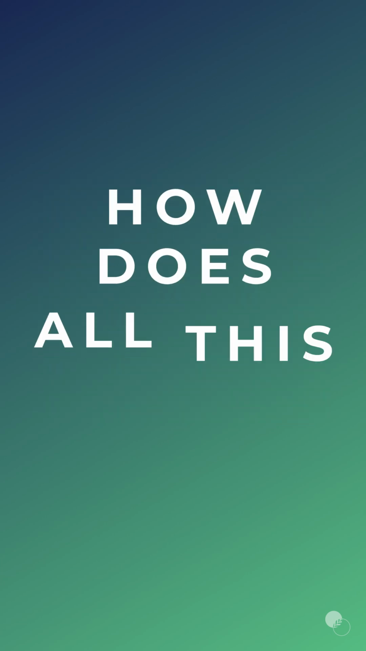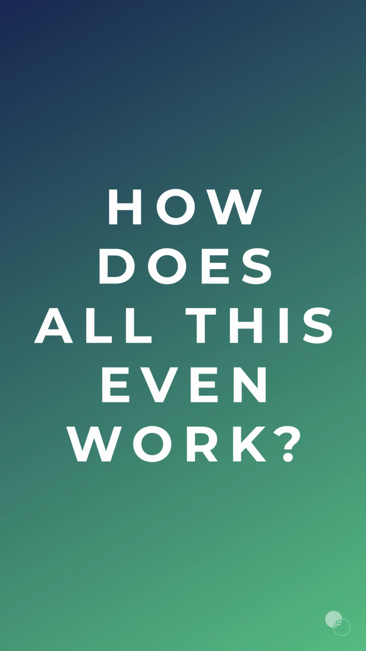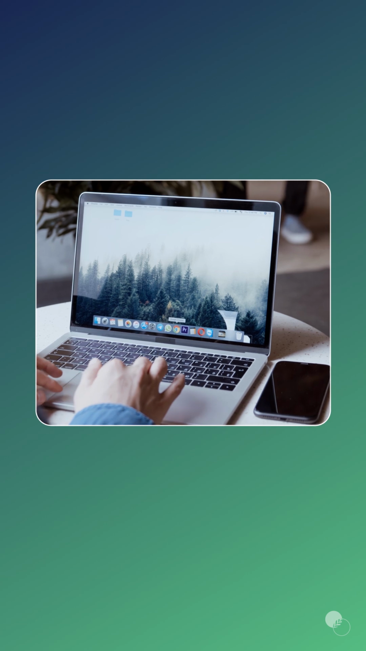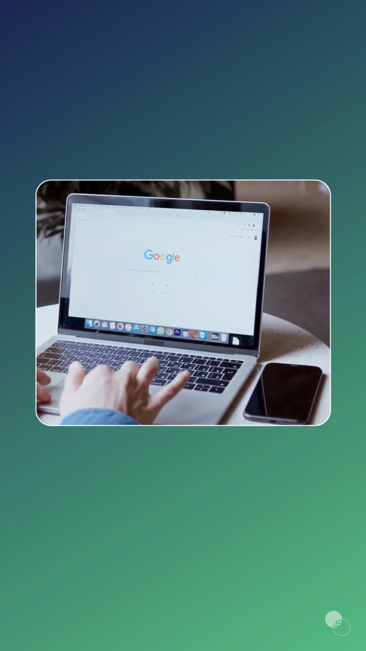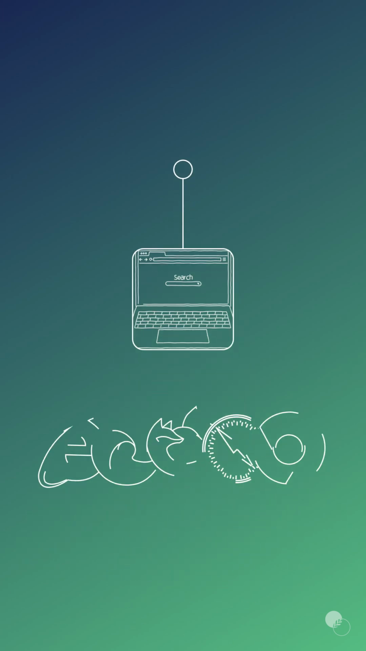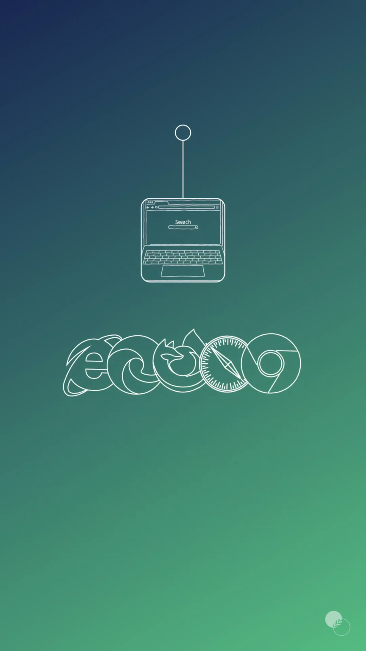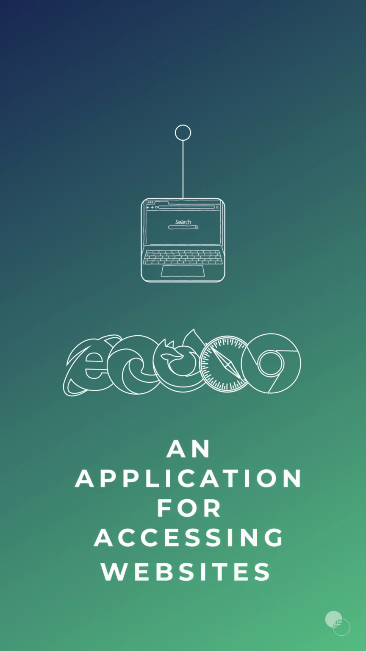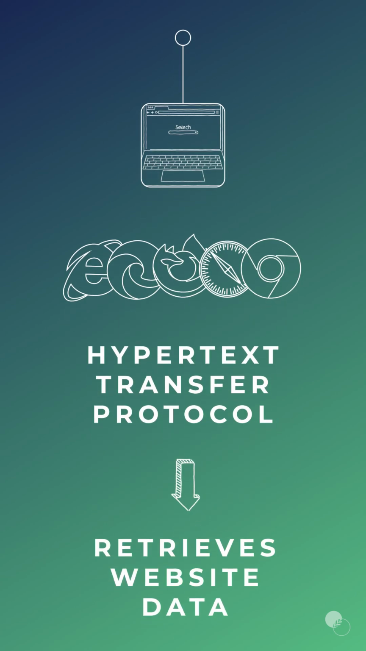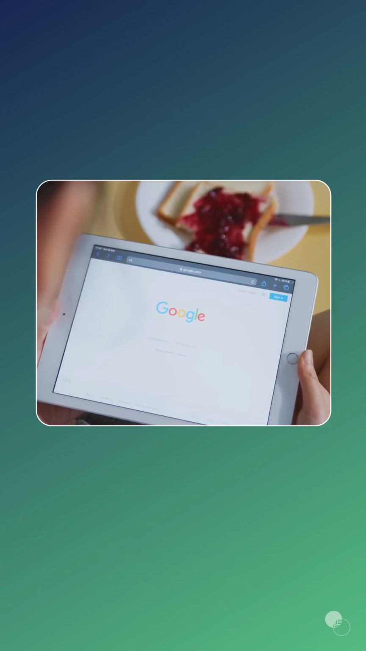But how does all this even work? Let's walk through the process of how we would access a website today to try and explain it. Firstly, you would open the piece of software we call a web browser. This could be Chrome, Safari, Firefox, or Edge, amongst others. A web browser is quite simply an application for accessing websites. Using the set of rules known as the Hypertext Transfer Protocol, it retrieves website data via the internet from the server where it is held, and displays it in a readable format for the user.